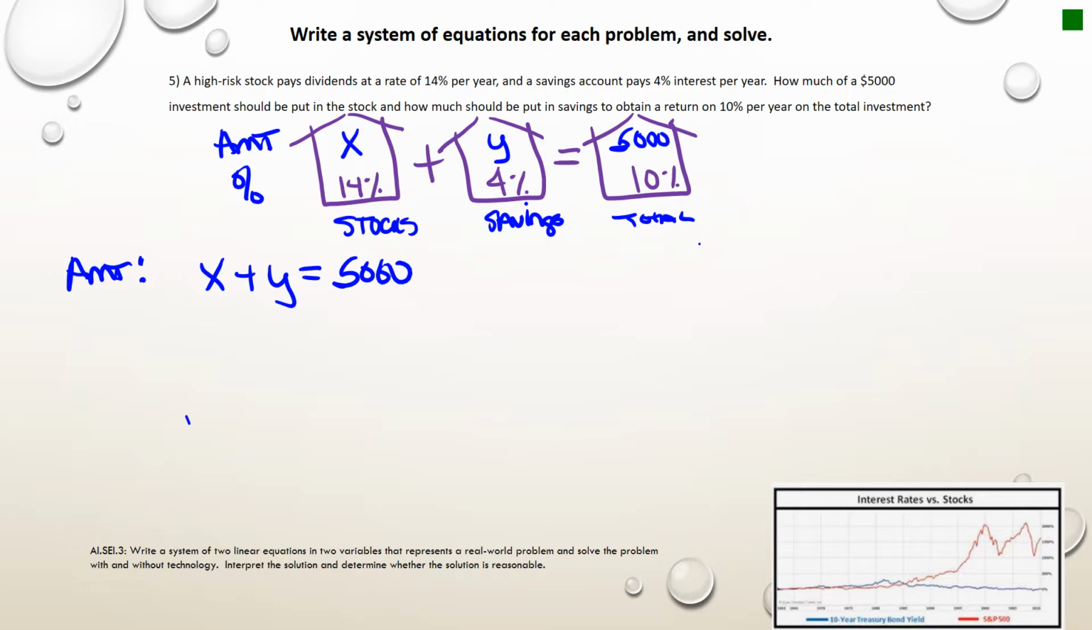However much money we put in the first plus however much we put in the second has to add up to our total of 5,000. Now we're going to get that return. We have to multiply to get the return. Percents, remember to change a percent to a decimal. You're going to take that 14 and move the decimal point 2 places to the left. So you're going to take 0.14x plus, let's take that 4, 2 places to the left, we need a 0.04y. And this is 10%. Move it 2 places to the left.